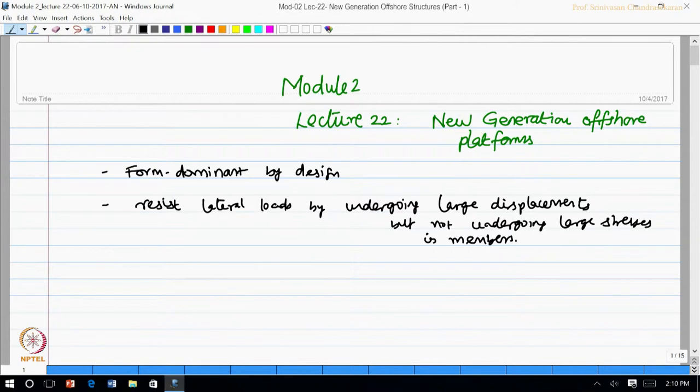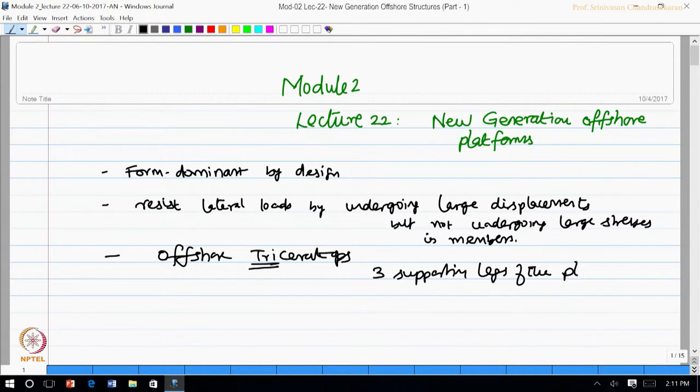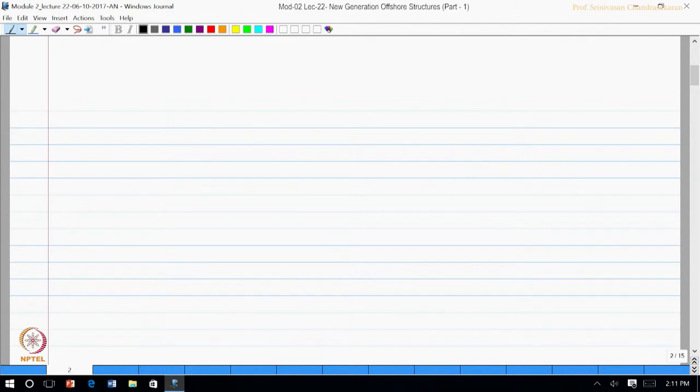So, one such example which has commenced in the recent past is offshore triceratops. The word tri indicates very clearly there are three supporting legs of the platform. Let us quickly understand how a triceratop looks like.